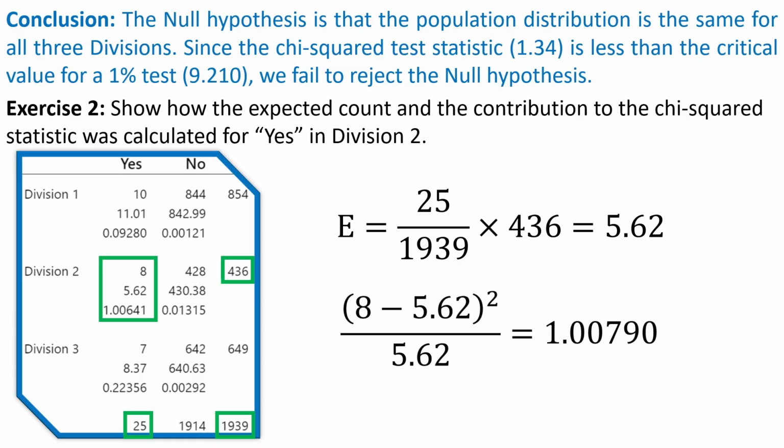The contribution to the chi-squared statistic, as always, is what you observed minus what you would have expected to see if the null was true. Square that value and then divide again by the expectation. We get 1.00790, which is in agreement with what's in the table. There are just minor differences due to rounding. So we're good.